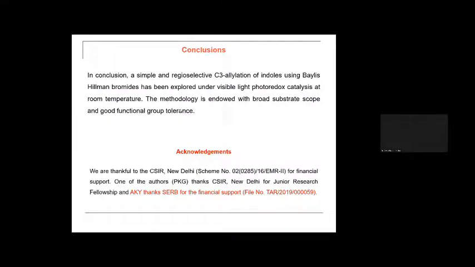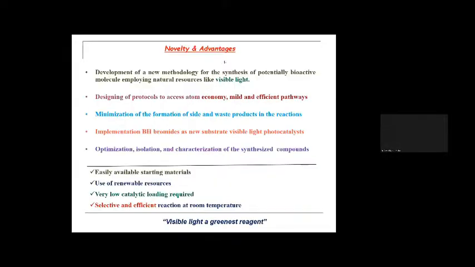Conclusion. In conclusion, a simple and regioselective C3-allylation of indoles using Baylis-Hillman bromide has been explored under visible light photoredox catalysis at room temperature. The methodology is endowed with broad substrate scope and good functional group tolerance. The products are accessible to various carbocyclic and heterocyclic products. We thank CSIR New Delhi and SERB New Delhi for the financial support.